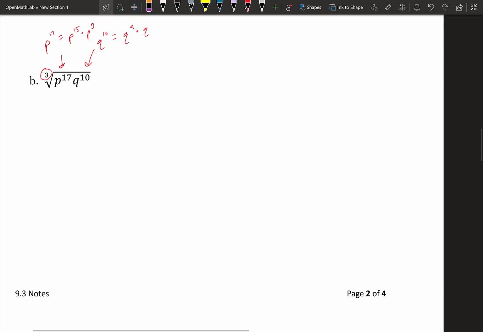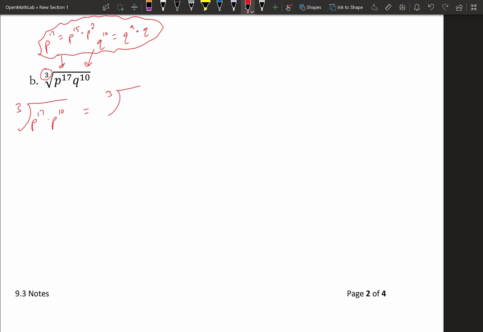Right, so that's kind of the thought bubble going on in my head when I'm looking at this. The cubed root of p to the 17th times q to the 10th is equal to, and I can split these up first. So that'd be the cubic root of p to the 17th times the cubic root of q to the 10th.